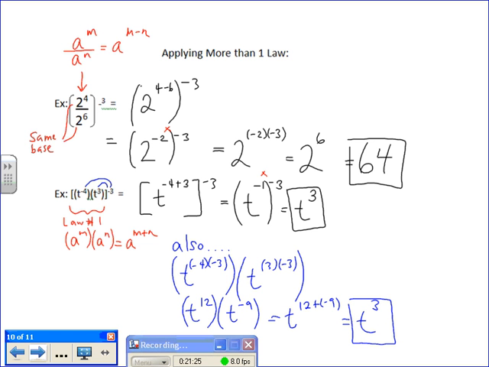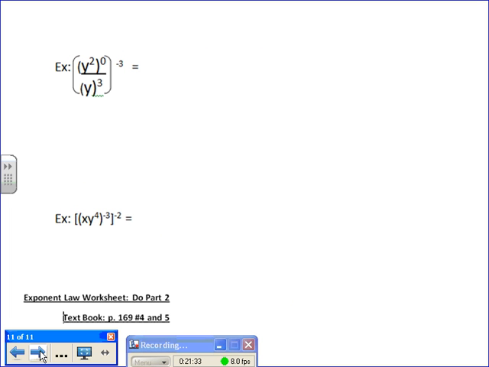But generally, it's a good idea to work from the inside out. It usually simplifies the process for you. Okay. One or two last difficult questions for you. Again, these are putting more than one law together. Let's have a look at this one here.